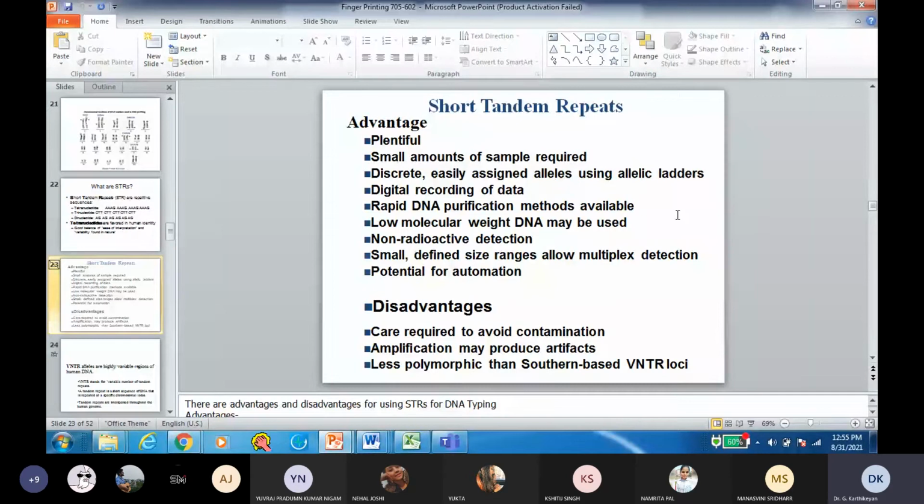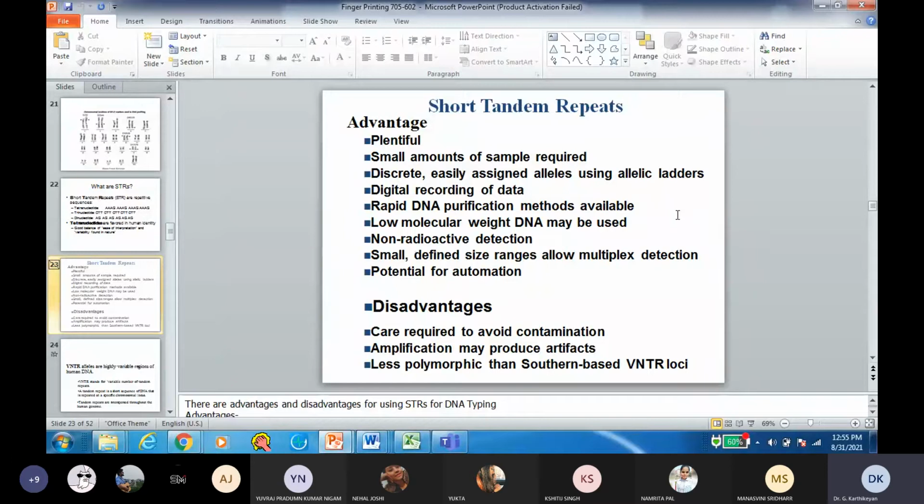You have small and defined size range which allows for multiplex detection. That means you can do multiple PCRs in the same reaction. And there is a potential for automation. In fact, people have started automation and it is now a well-accepted practice.